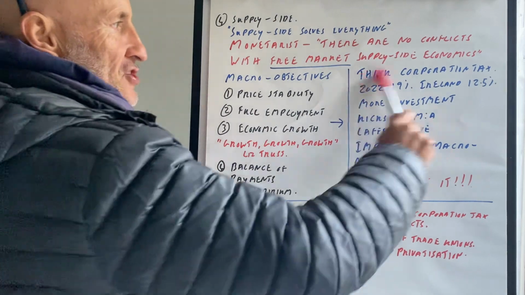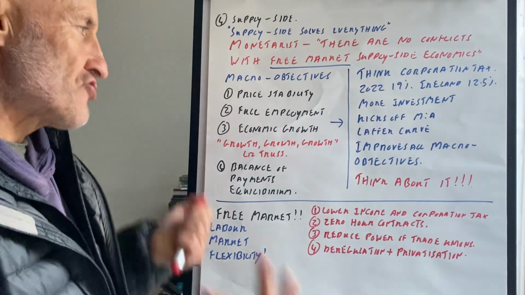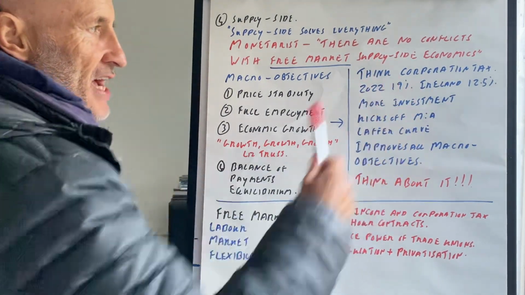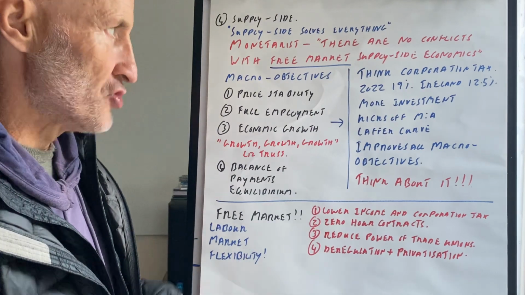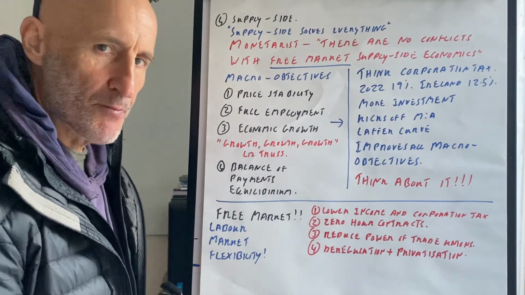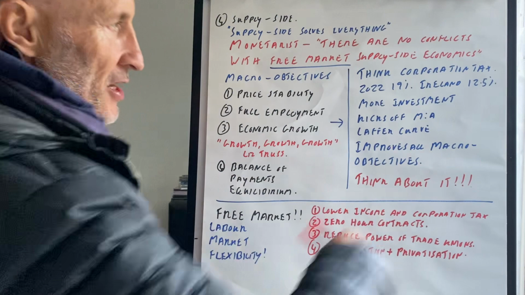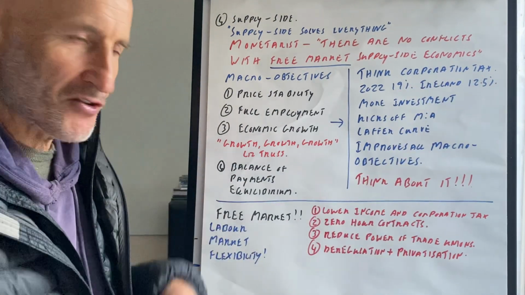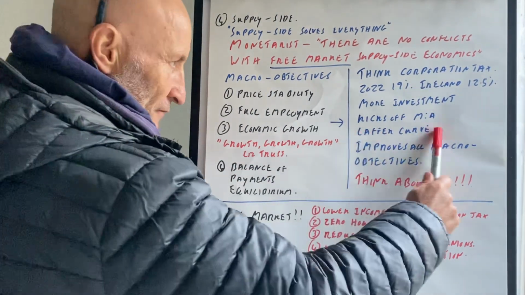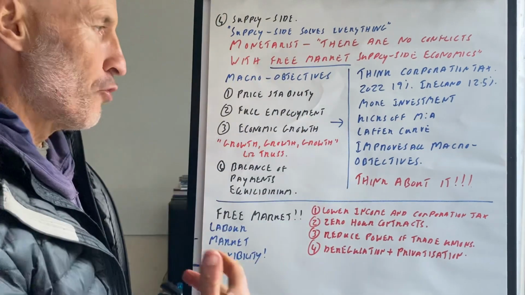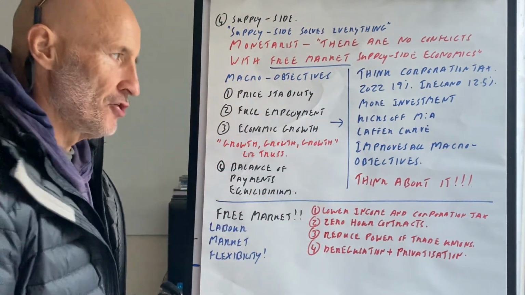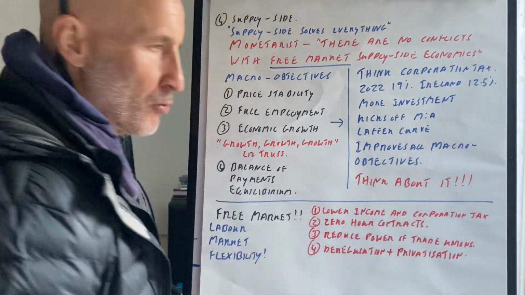Okay, think corporation tax. Liz Truss is very keen to reduce corporation tax from 90%, which it was then. This means more investment. Remember in Ireland it's 12.5%, more investment, kick off the multiple accelerator. Got the Laffer curve argument in there. Lower corporation tax, more taxation revenue, improves all of the macro objectives.